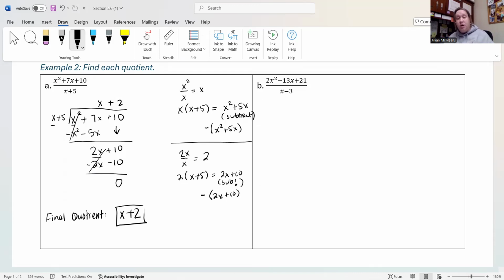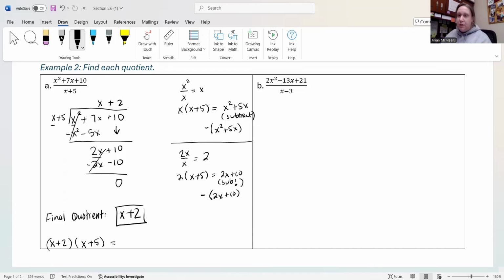So here's the cool thing. You can check your work. We have to remember this idea of inverse operations. Inverse operations are operations that will undo each other. So addition and subtraction undo each other, multiplication and division undo each other. So if I wanted to check myself, I can take my quotient, x plus 2, and multiply it by my divisor, which is x plus 5. So we can just do the FOIL method.